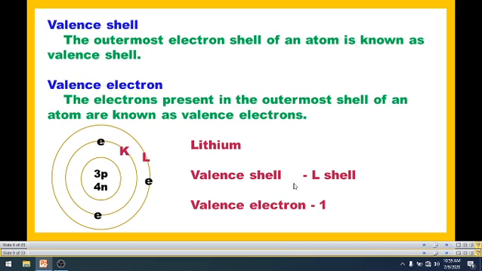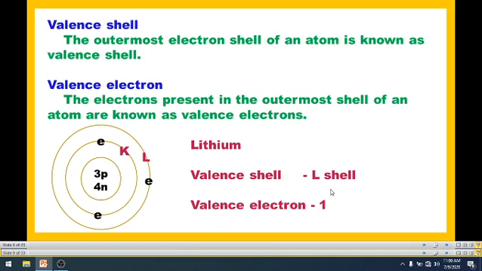Lithium. So lithium has 4 neutrons and 3 protons that will be placed in the nucleus, and it has 3 electrons. K shell can have 2, so 2 electrons will be placed in K shell, and the remaining 1 electron will be placed in L shell. So now what is the outermost shell of lithium? L shell is the outermost shell of lithium. Therefore L shell is the valence shell of lithium. And how many electrons are there in L shell? 1 electron. Therefore valence electron is 1. So lithium's valence shell is L shell, valence electron 1.